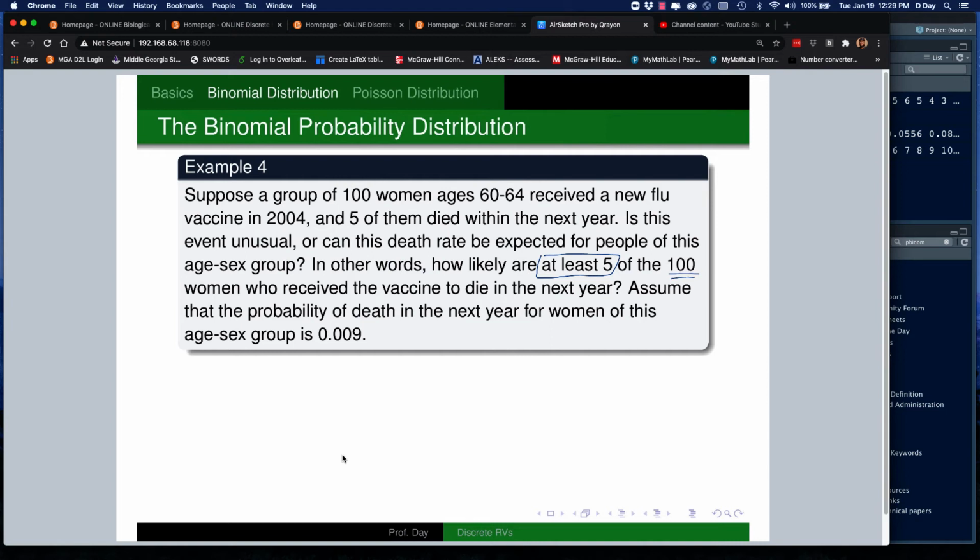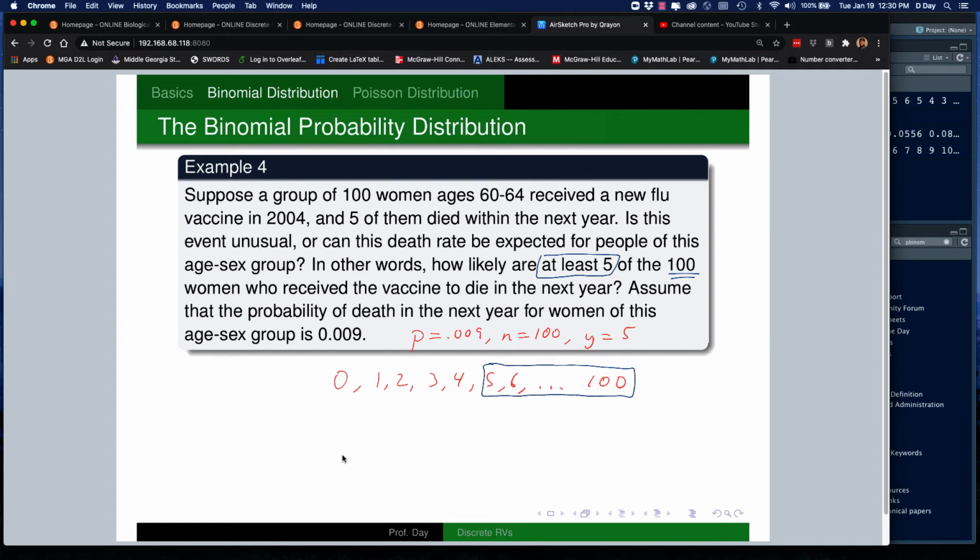Assume that the probability of death in the next year for women of this age sex group is 0.009. So there's our p-value. So our p is 0.009. Our n in this case is 100. And our y value is 5, but we want to know at least 5. That means 5 or more. So in R, remember, I'm going to use the lower.tail equals FALSE version. But remember, this is 0, 1, 2, 3, 4, 5, 6, all the way up to 100 trials. That's my listing of my discrete values all the way through all the trials. I'm interested in finding at least 5, so 5 or more.